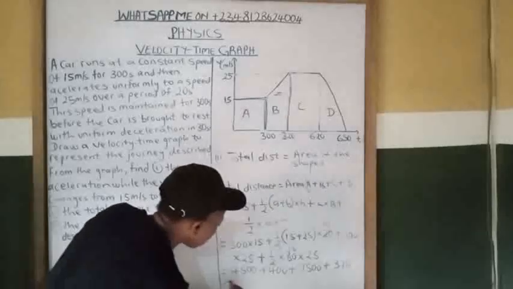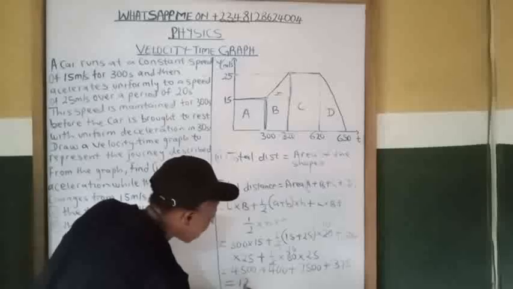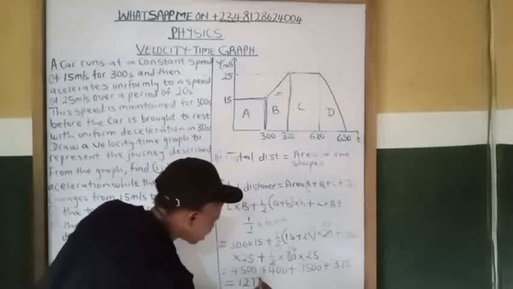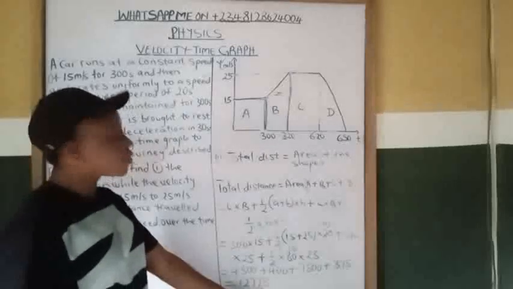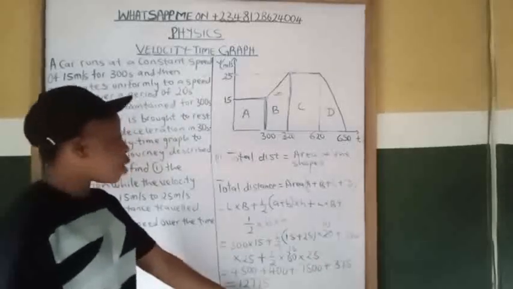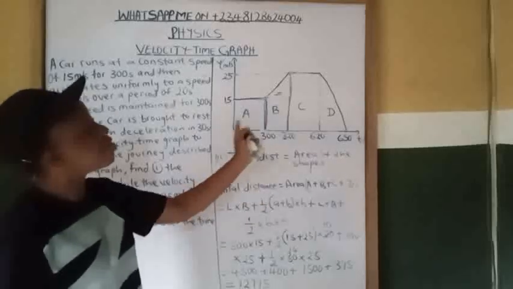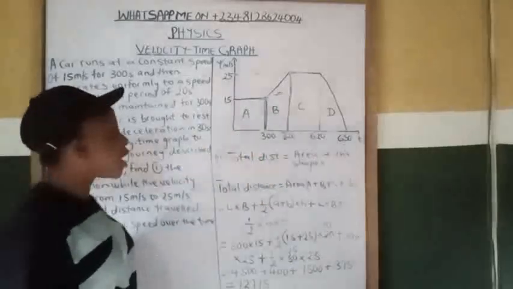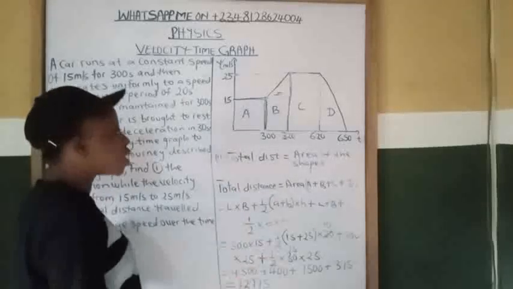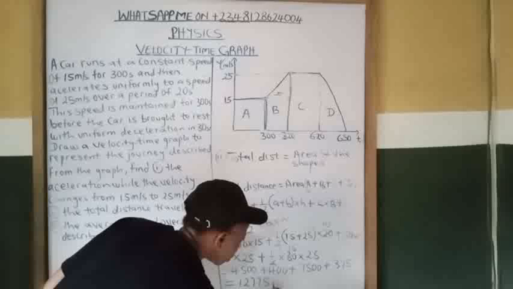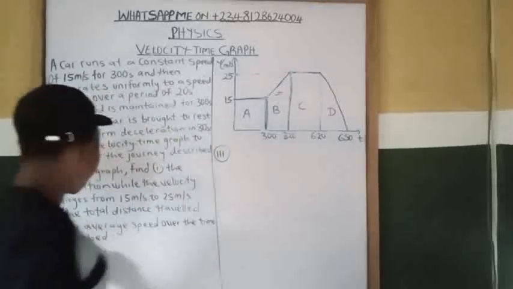So by the time we add everything together, we are going to arrive at 12,775. So 12,775 is our total distance, that is the total area of the shape that appears on this diagram. Then the total distance is in what unit? It is in meters. So Roman figure 3.